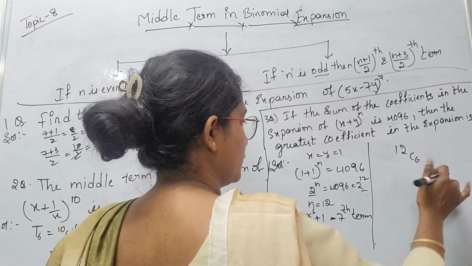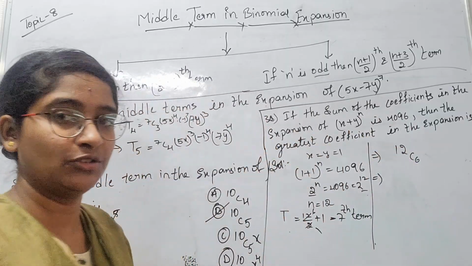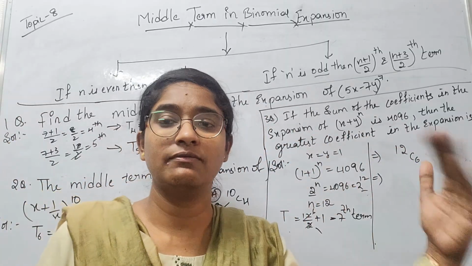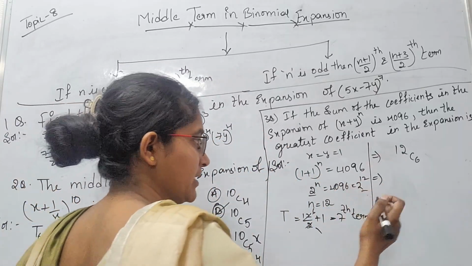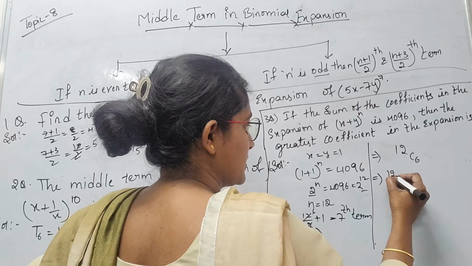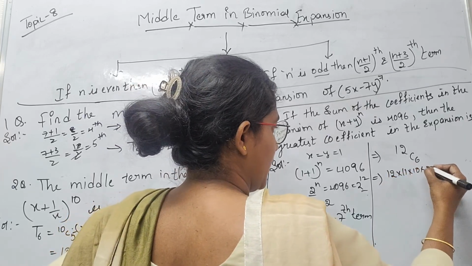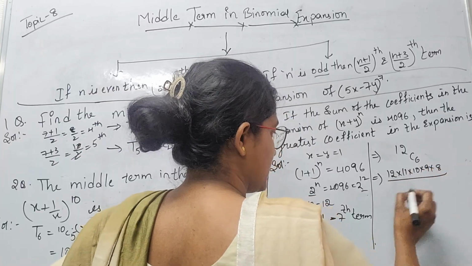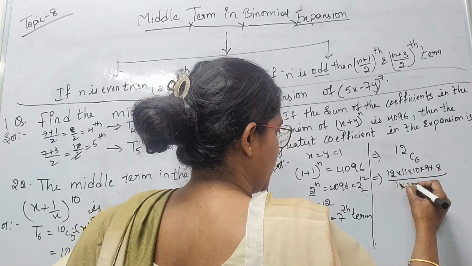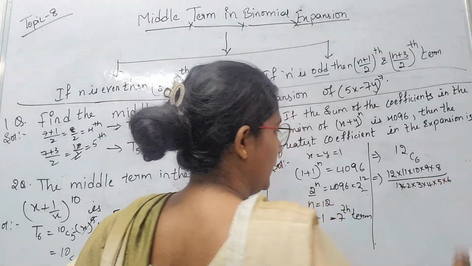Okay. So r is 6, but the term is 6 plus 1. When it is one further term, so when it is the 7th term, r will be 6. So if it is 6 terms, we'll write it 12 into 11 into 10 into 9 into 8 into 7 by 1 into 2 into 3 into 4 into 5 into 6, right?